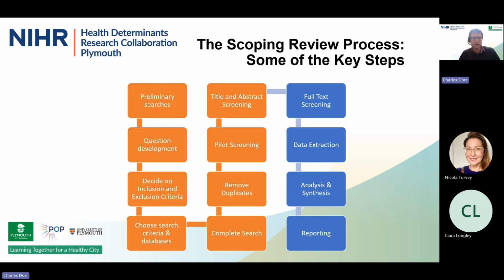Just to say, today we're going to be focusing on these two columns. So everything from preliminary searches through to title and abstract screening. And then we'll cover the others later on.